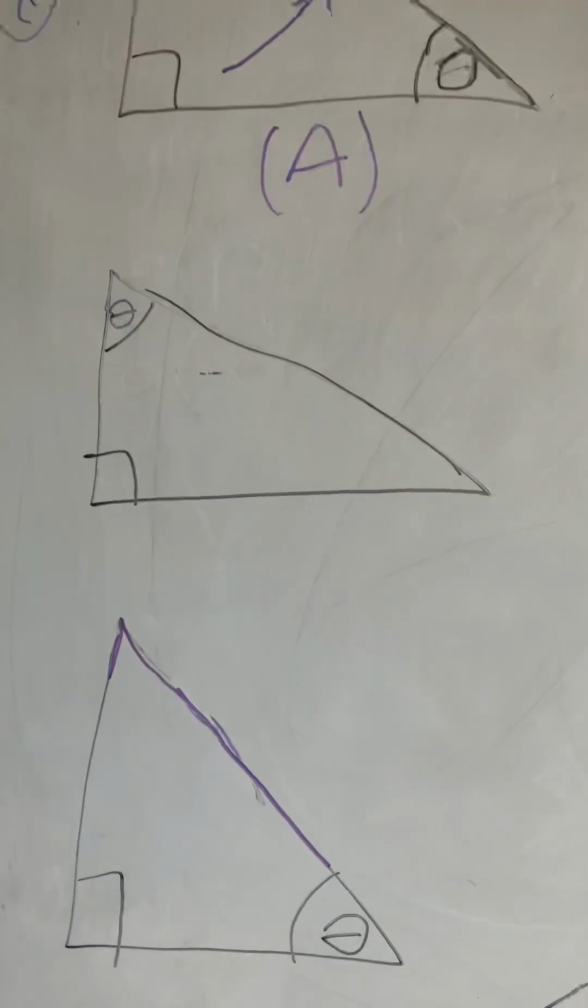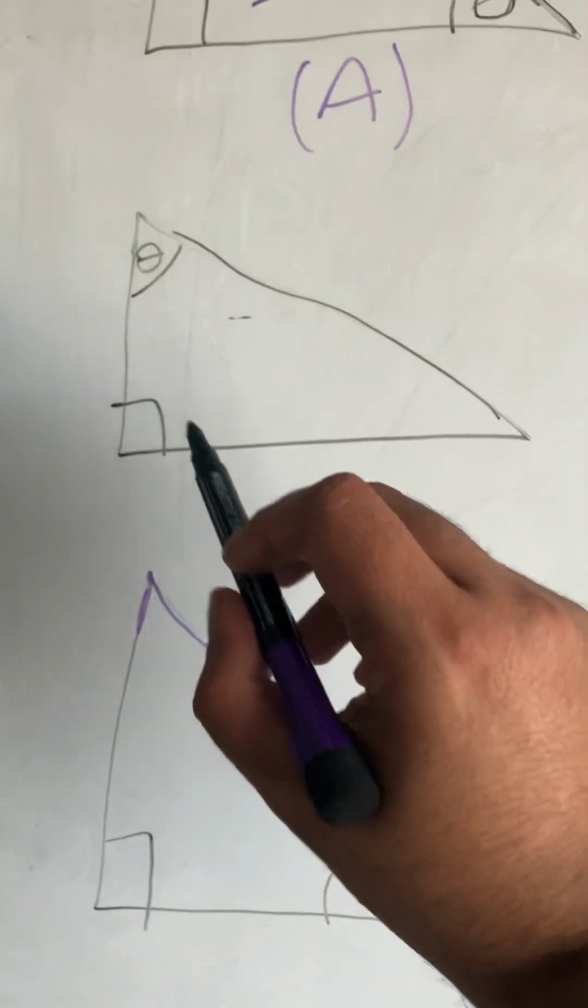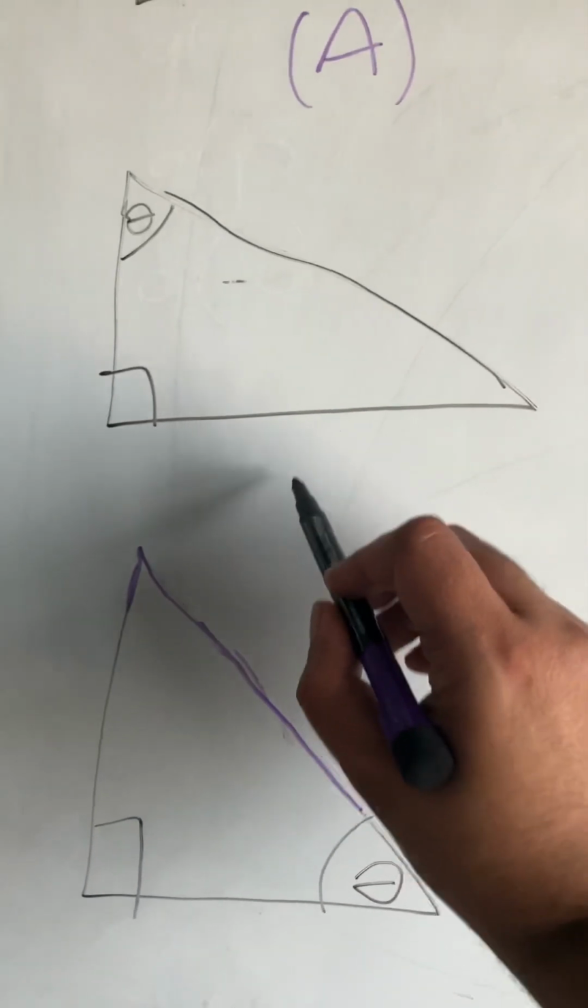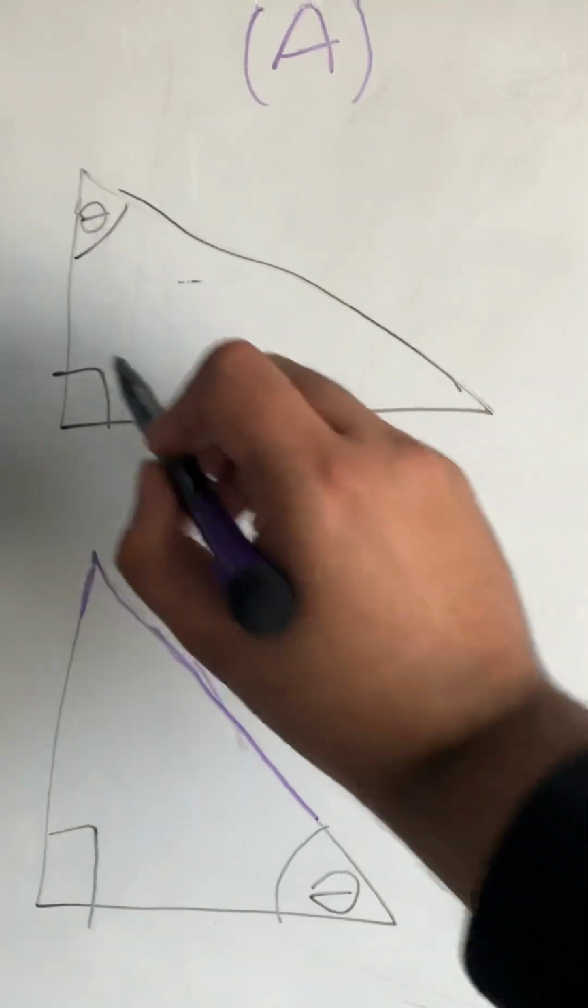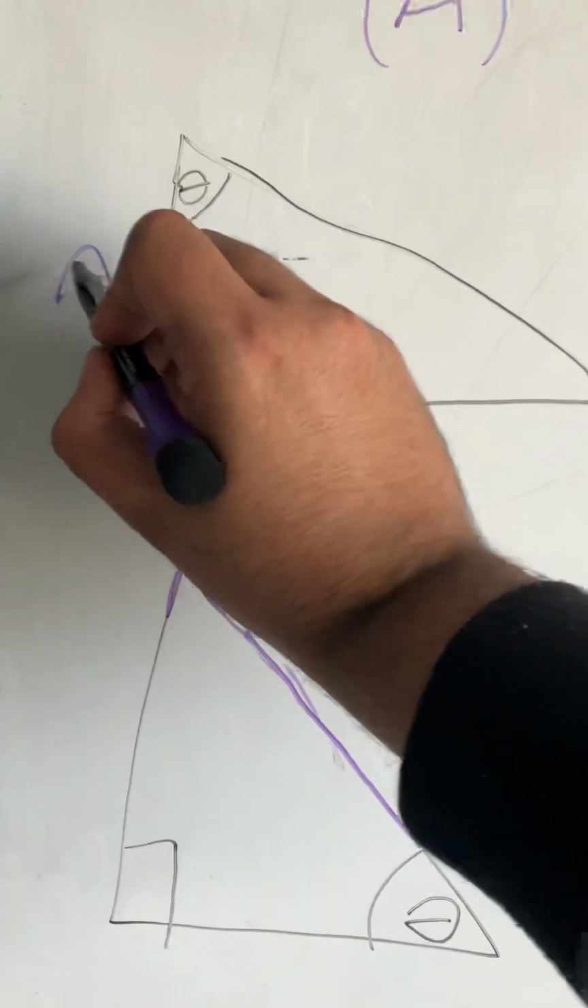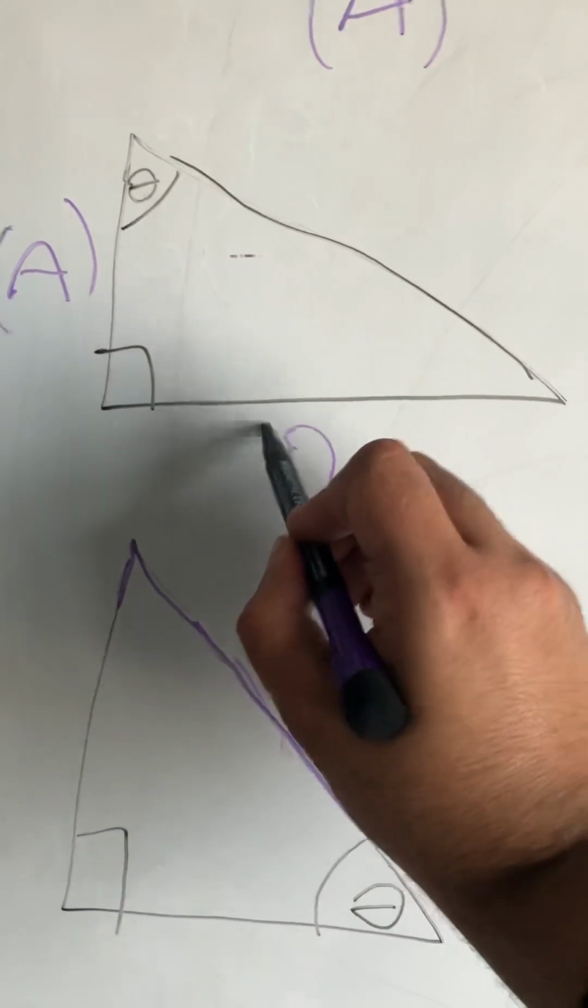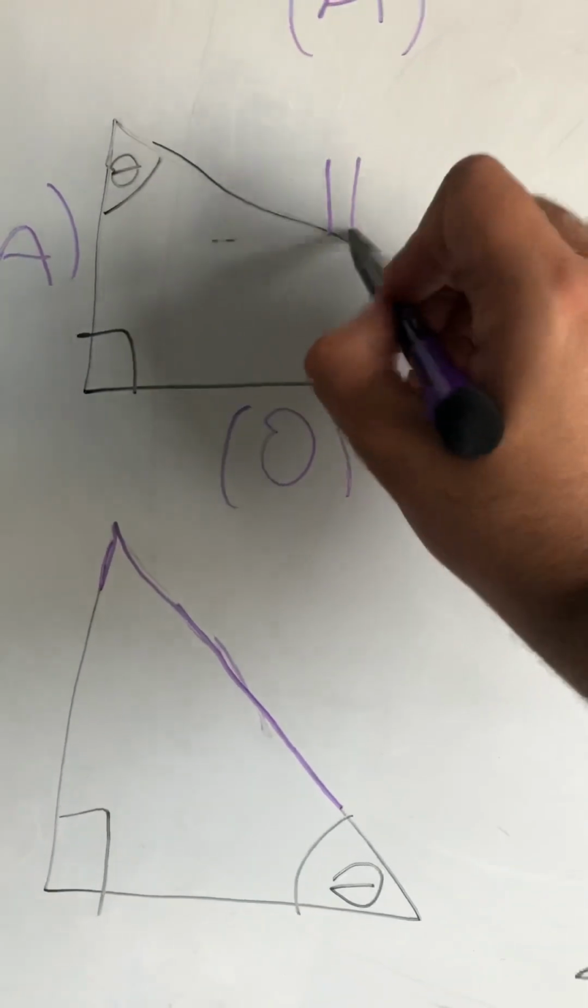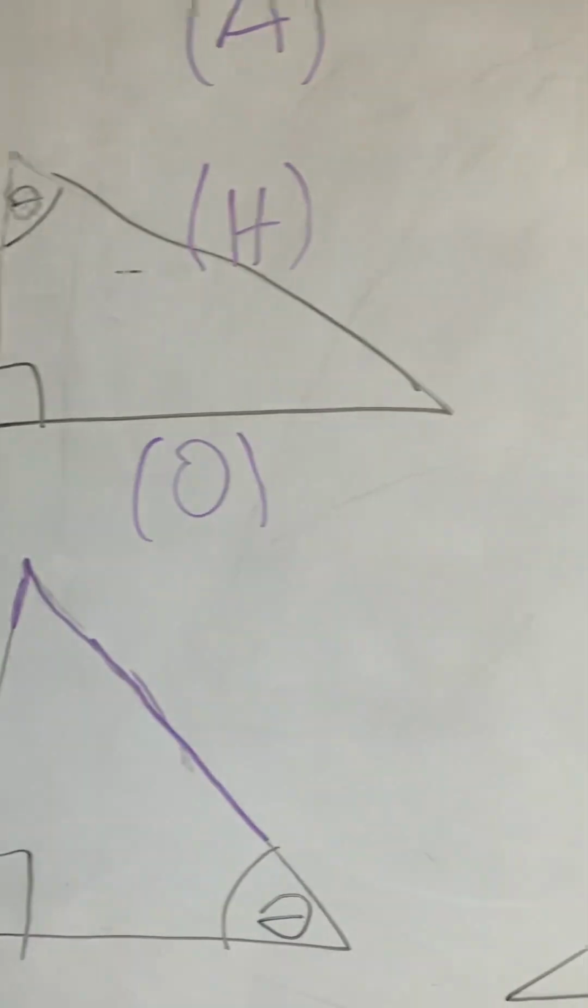Okay, this next one here, again, this will be my opposite, the angle. This will be my adjacent, next to the angle. And this will be my hypotenuse. The hypotenuse is always my longest side.